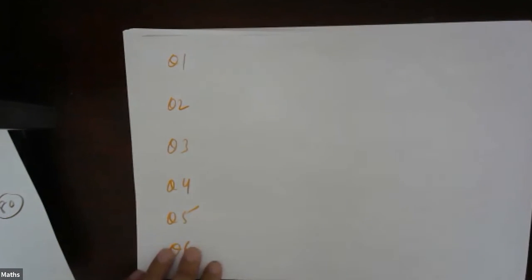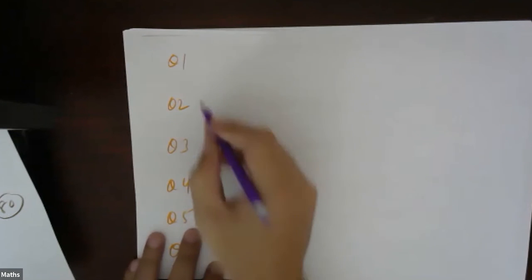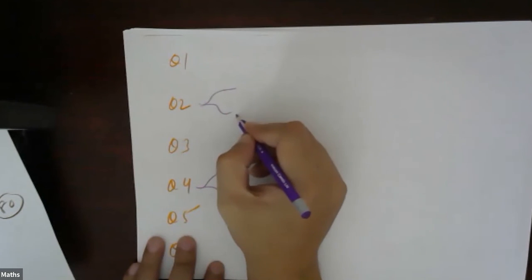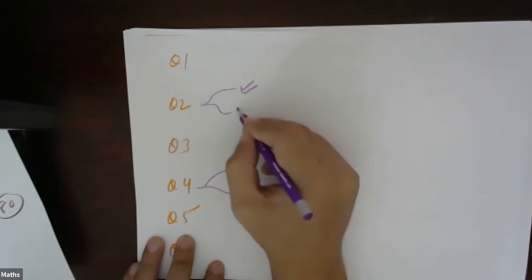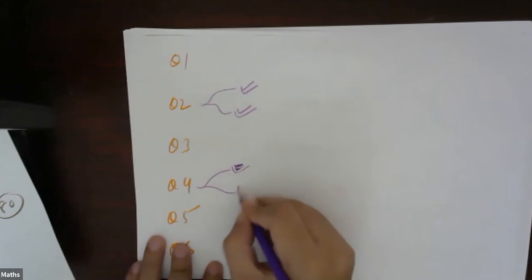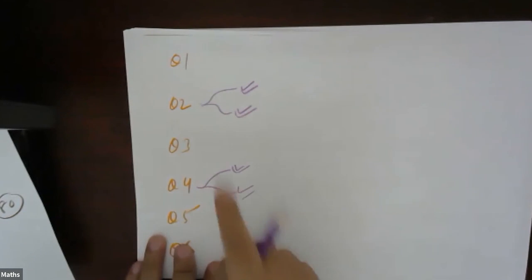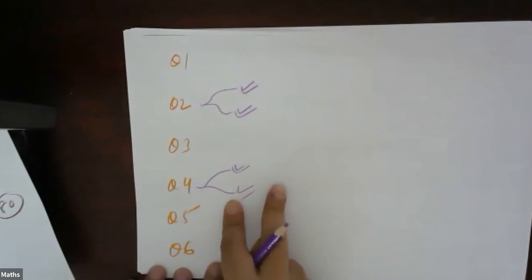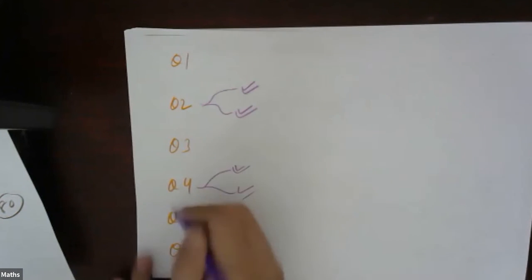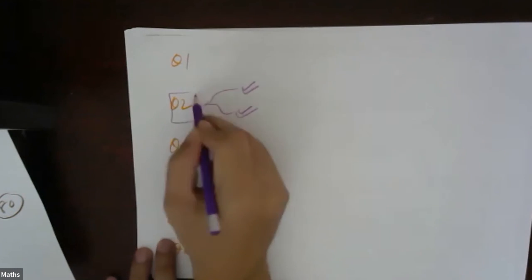So what they might give you is that for any two questions, they will give you an option. So in question number 2, there will be 2 options. So you can either choose this or you can choose this. In question 4, either you can choose this or this. It is not necessary that every question will have two subparts from which you can choose. They will give you any 2 questions out of which you can choose.